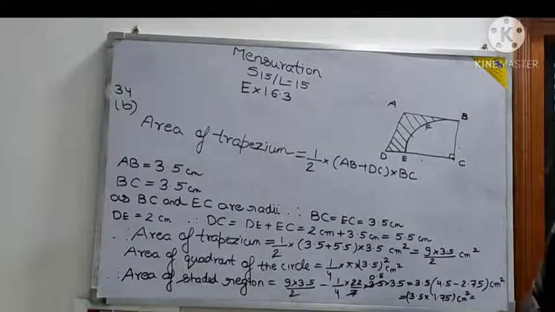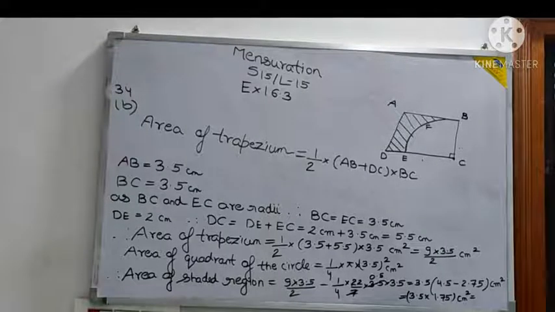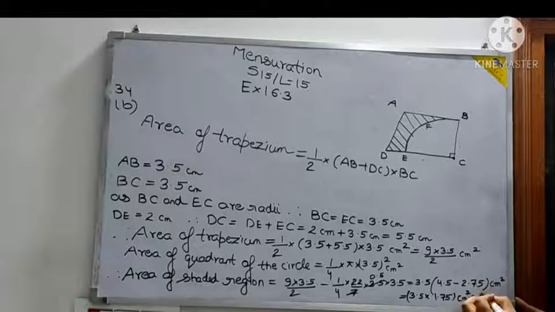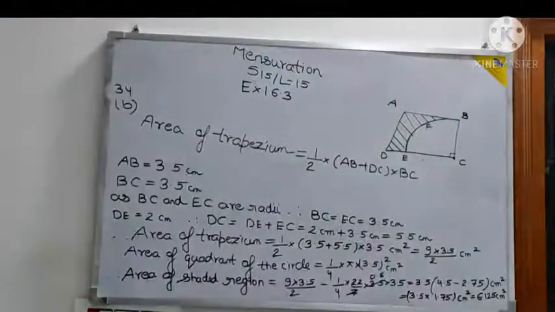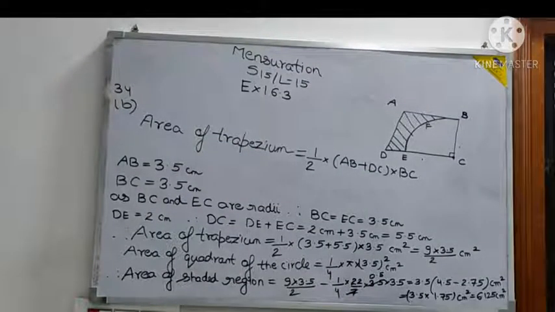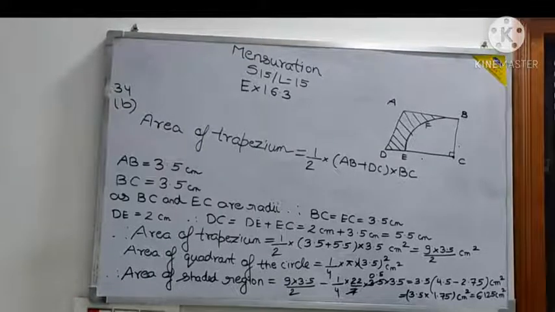And then we'll start the last exercise after some time, probably in the next lecture. Okay, so that product will be 6.125 centimeter square. Let us match the answer, whether it is the same answer you have got or not. Continuing further. So it is 16.3, 34th question, second part, 6.125. So that's the correct answer.